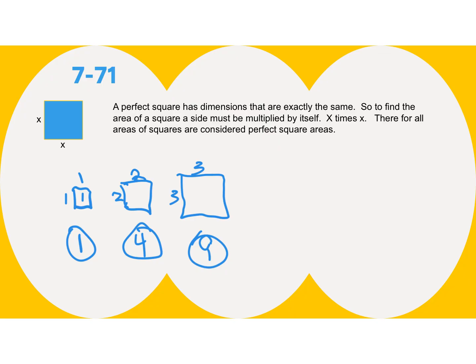The next perfect square number I could choose would be a 4 by 4 square for 16. A 5 by 5 would have 25. A 6 by 6 would have 36. And so 16, 25, 36 are also numbers that are considered to be perfect squares.